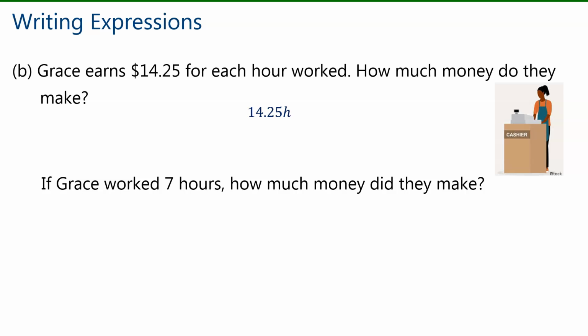Now it says if Grace worked 7 hours, how much money did they make? So let's replace the h with 7. So I'm going to write 14.25 and then bracket 7. So the brackets means multiplication. So we can use a calculator to multiply that and get 99.75, meaning Grace made $99.75.